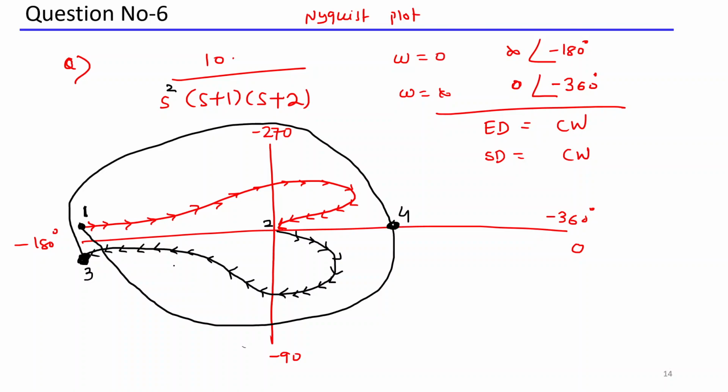Now in this way you have to draw the polar plots. Sorry, Nyquist plots. You got my point, sir? How you can solve the Nyquist plot? Any question given to you, can you do that? If you understand this, yes, I'll do the question. I'll give just one last question for you.